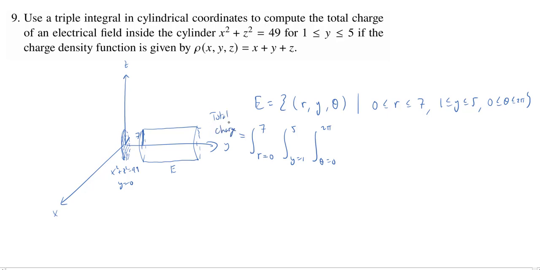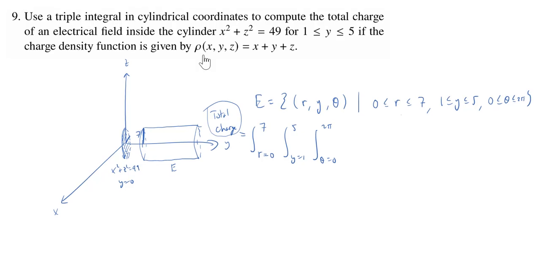Okay, so we'll always write down what integral we're computing and then what it's actually equal to. So there's our total charge. And now we want our density function, rho. Only rho is written in terms of x, y, and z. So we need to convert those over into r, y, and theta. So when we switch to cylindrical, typically our x becomes r cosine of theta.